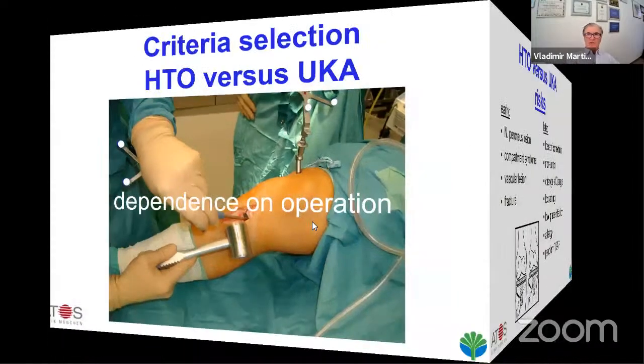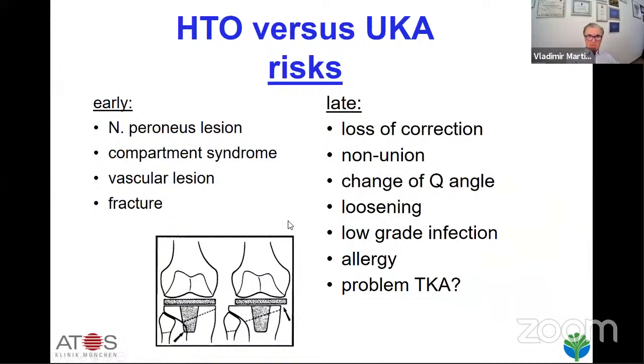There are many factors which depend on the operation also. As you see here, we have the risk of operation, early risk. The injury of the nervus peroneus was in the past a complication of closed wedge osteotomies on the lateral side. But most of the surgeons today, myself also, perform open wedge, and we don't have those nervus peroneus lesions anymore. Compartment syndrome, vascular lesions, fractures can happen after both procedures. And we have late complications: loss of correction, non-union, change of the patella, Q angle. These are problems which can be seen after high tibial osteotomy. Loosening, low-grade infection, allergy are more issues after implantation of unicondylar.